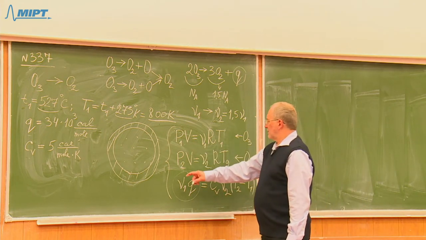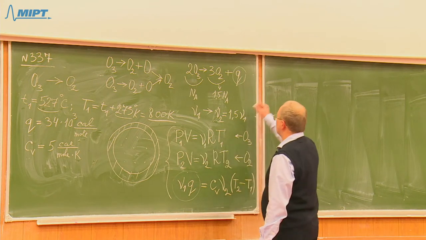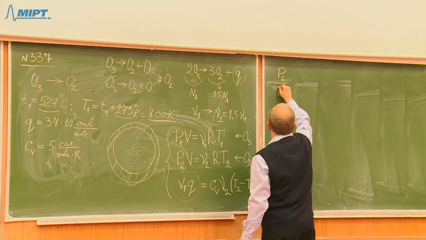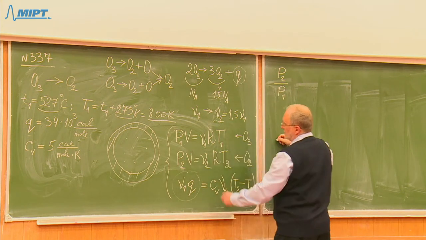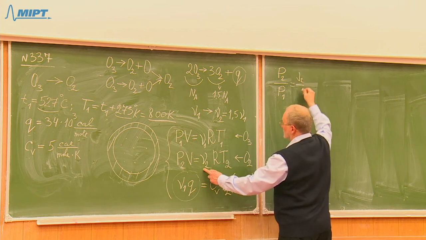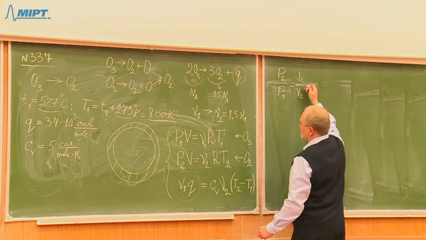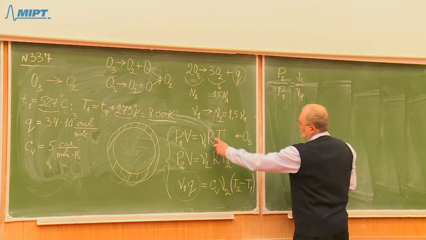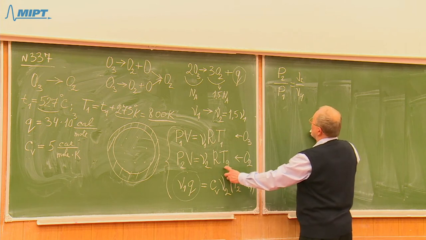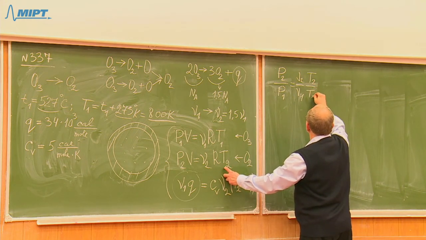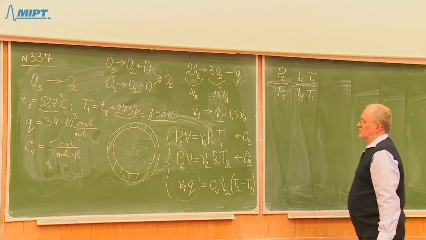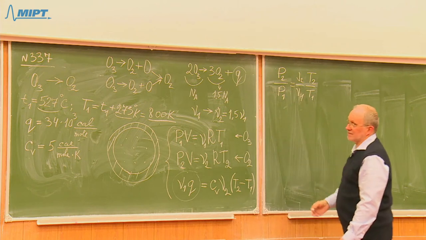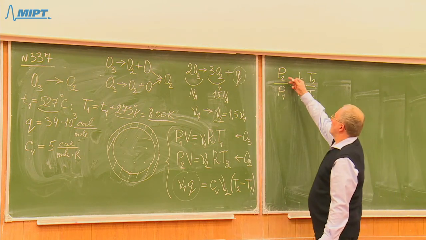In order to find how much pressure P2 is larger than the pressure P1, we must divide the second equation by the first equation. And we will obtain P2 divided by P1, because volume will cancel here. And then here we will have nu 2 divided by nu 1, the number of moles of ozone and oxygen. The universal gas constant will cancel, and also we will have temperature 2 divided by temperature 1, the final temperature divided by the initial temperature. That is, if we divide the second equation by the first equation, we will immediately find the ratio of the pressures. That is what we need to find, how much the pressure has changed here.